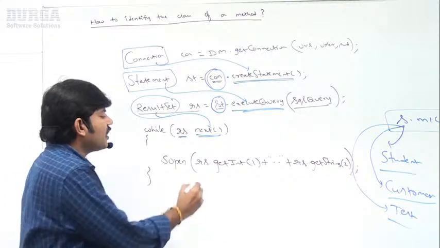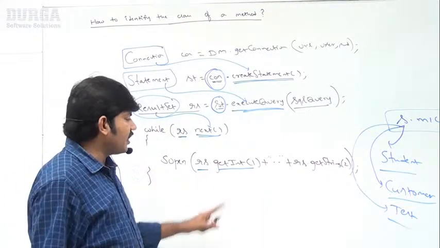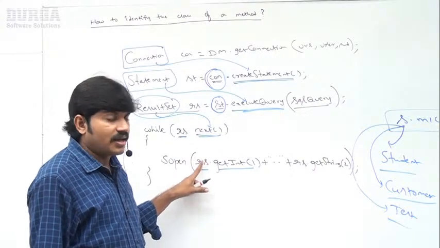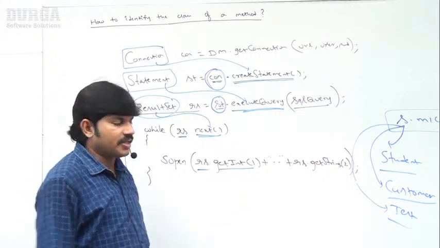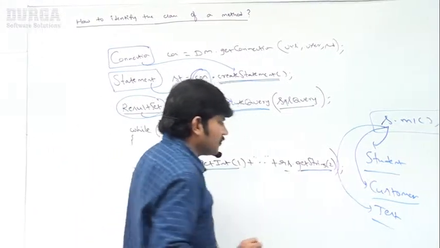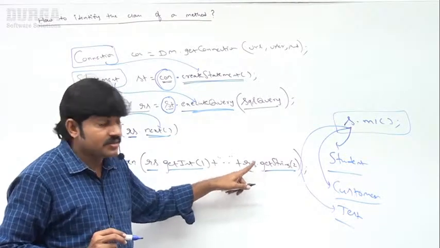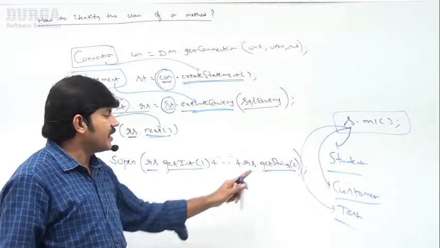Same way, sir, rs.getInt. Can you please tell? You should be in a position to tell where the getInt method is present. On which object reference are you calling it? rs. Rs is what type? ResultSet. The ResultSet interface contains the getInt method. The getString method you are calling on which reference? rs. Rs is what type? ResultSet. The ResultSet interface contains the getString method, right?